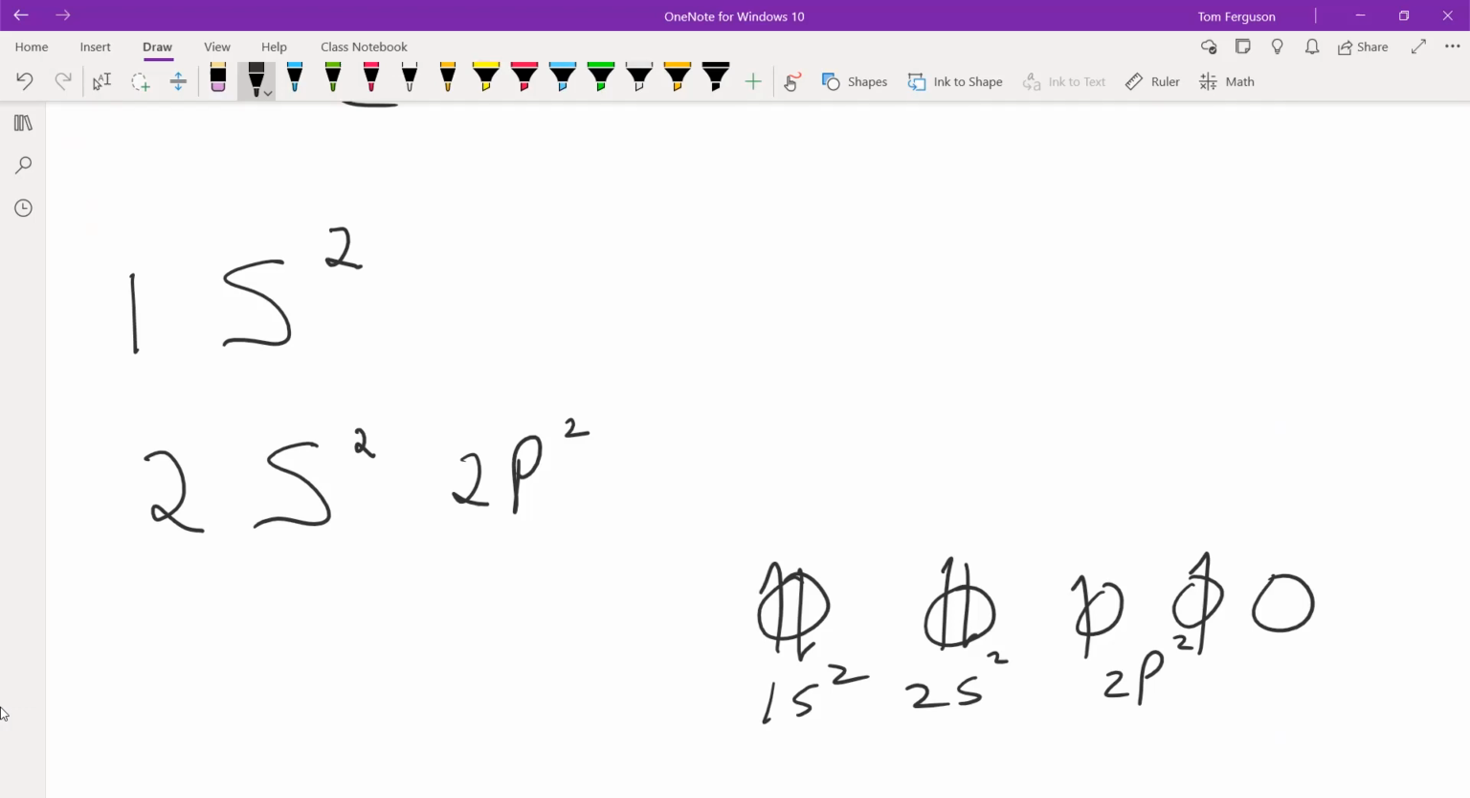Okay, is everyone okay with this? And like naming, you have to do lots of practice. All right, so let's do some more here.